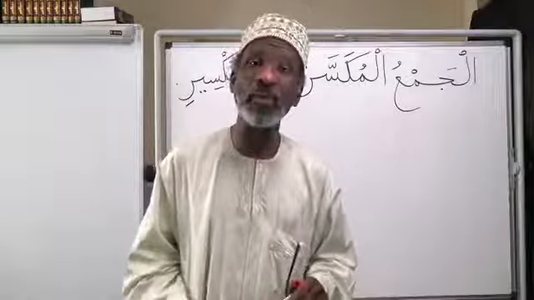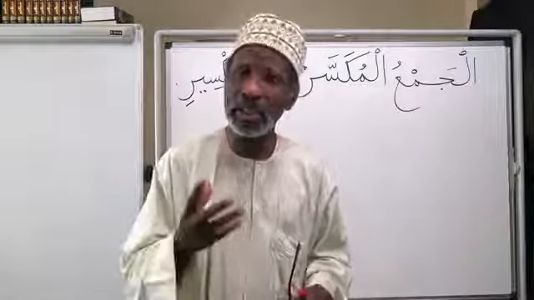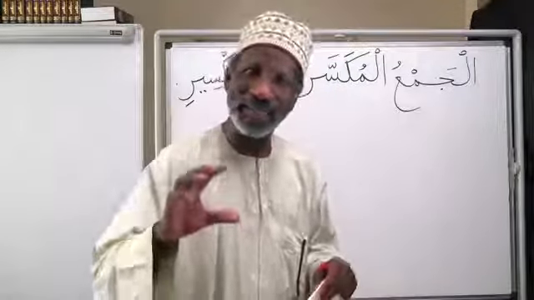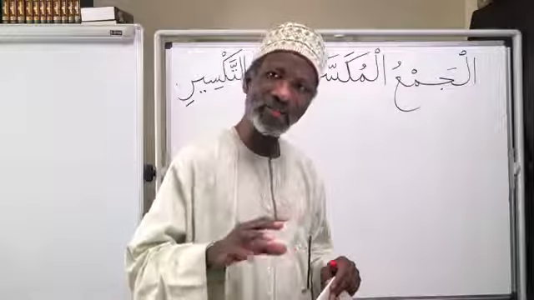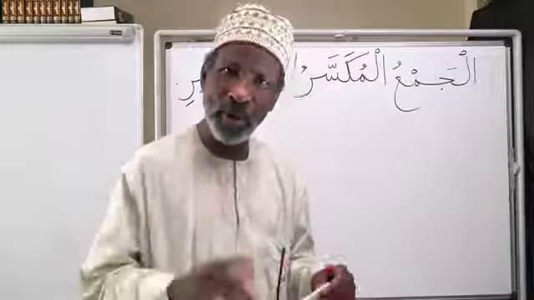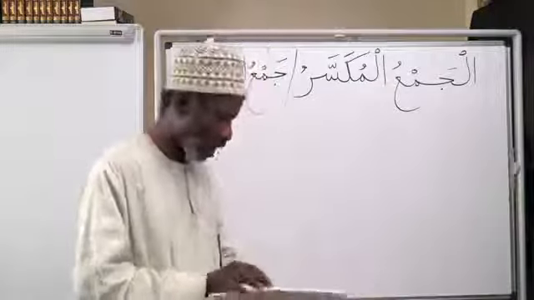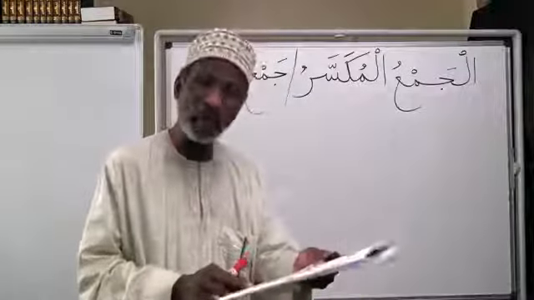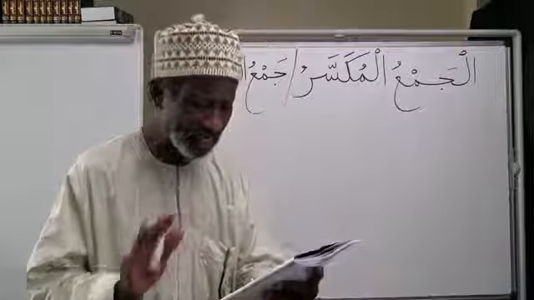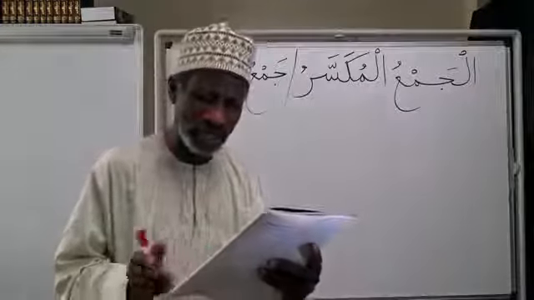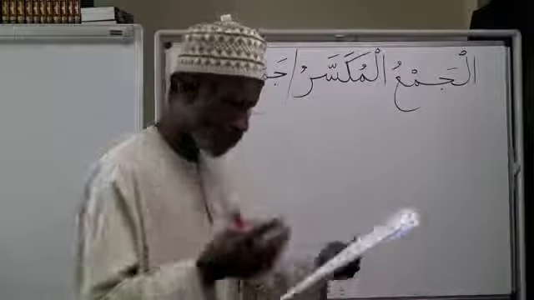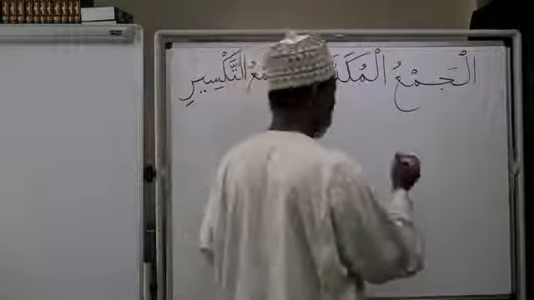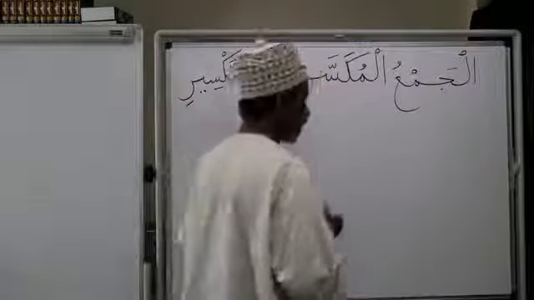Now let's deal with the broken plural or irregular plural, and it's called in Arabic jam' taksir or al-jam' al-mukassar. It's called broken plural for this reason: the singular arrangement has been broken up. So I'll give you an example. For instance, there's a list of them on page 41. Let's take one of them, such as kitab.